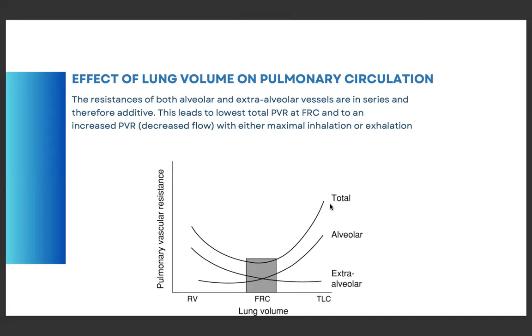On the diagram on the bottom, you can see how the alveolar and extra-alveolar have an opposite relationship to each other, like we just said. And you can see how the total pulmonary vascular resistance is lowest in the midpoint, also known as the functional residual volume. So that kind of gray square, that's where it's the least because, as we said, it's an additive thing.